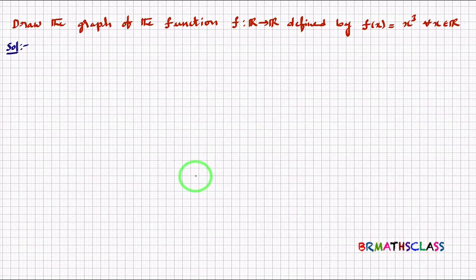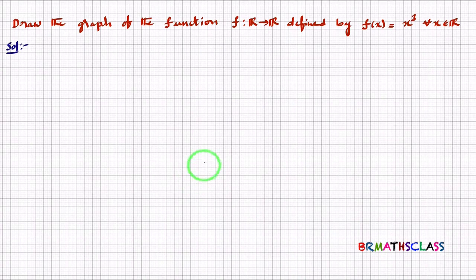How to draw the graph of f of x equal to x cube? Observe what they have given in the question. Draw the graph of the function f from real numbers to real numbers, defined by f of x equal to x cube for any x belonging to R. We need to draw the graph of x cube. This graph is important. We use it very frequently while solving JEE problems. It is important to remember how the graph of x cube looks. However, here I'll take some x values and functional values to draw the graph of x cube.